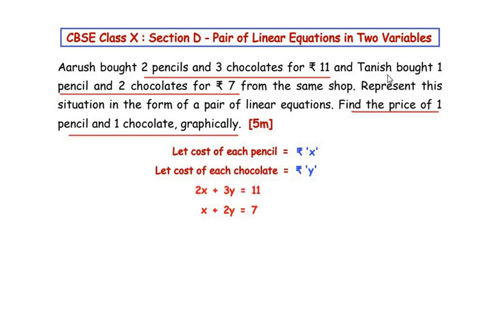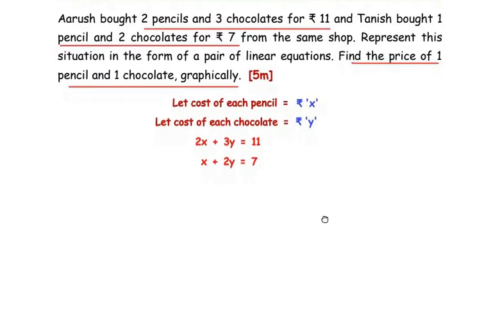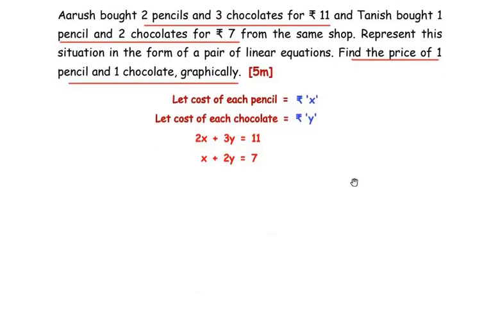Now for Tanish, he bought 1 pencil and 2 chocolates. So the equation is going to be x plus 2y and the total cost of these two is going to be 7 rupees. So this is equal to 7. Now we have got the equations. So let us rearrange these equations and get at least 2 values for x and y so that we can plot straight lines for each of the equations given.